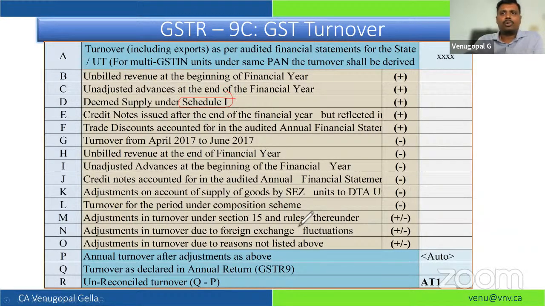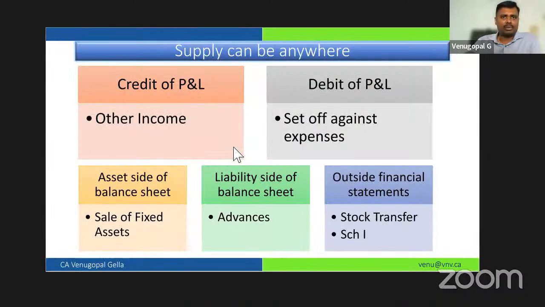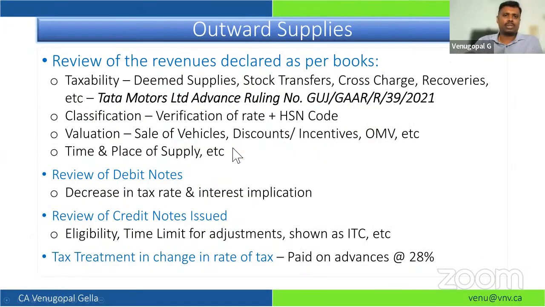So owing to either the rules or anything or forex fluctuation, any of this, you will make adjustments and give a reconciliation. Where is my GST turnover? So it's very important you freeze your GST turnover. Once the turnover is frozen, you also have to call out some exceptions.